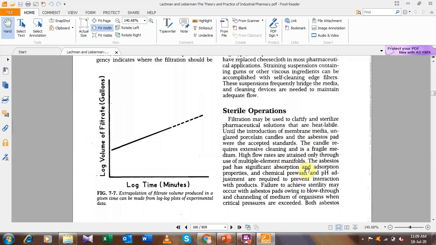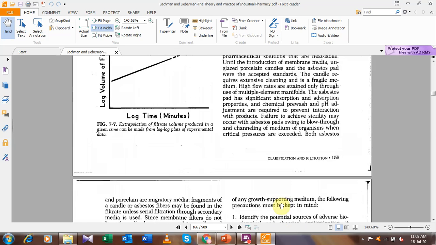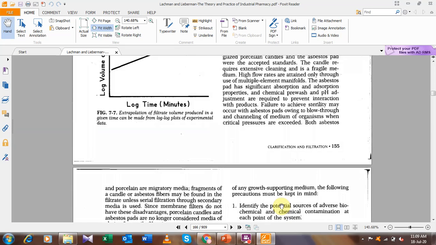the asbestos pad has significant adsorption and absorption properties, so chemical pre-wash and pH adjustment are required to prevent interaction with the product. Failure to achieve sterility may occur with an asbestos pad owing to blow through and channeling of microorganisms when critical pressures are exceeded. By this reason, we can say that asbestos is not preferred, and these are avoided.